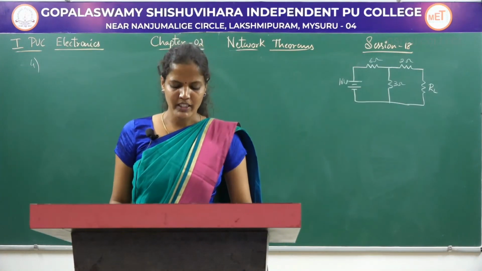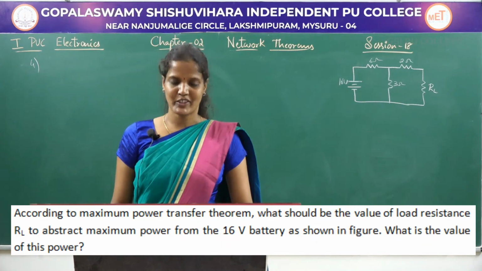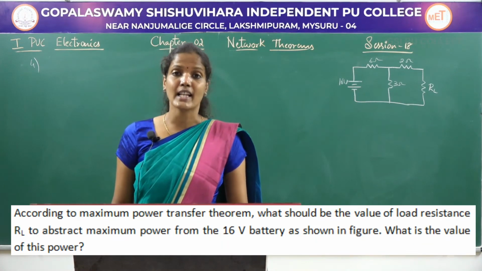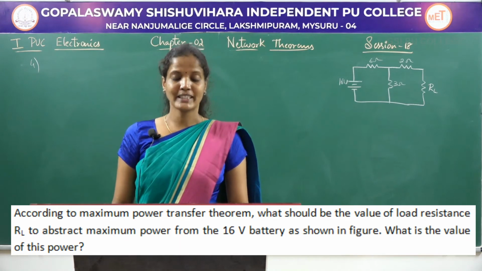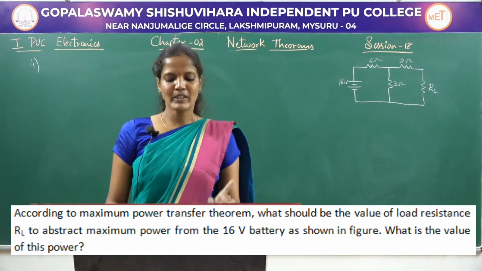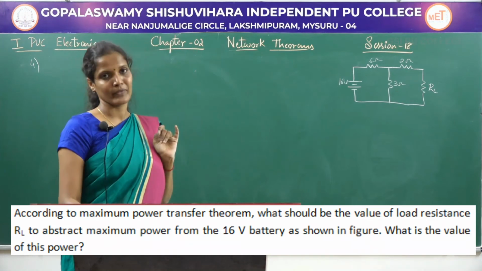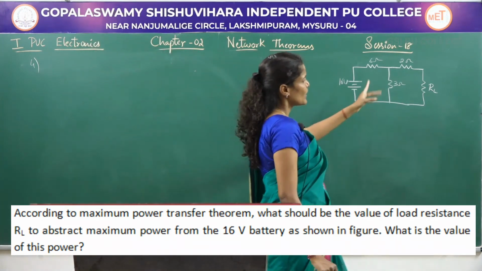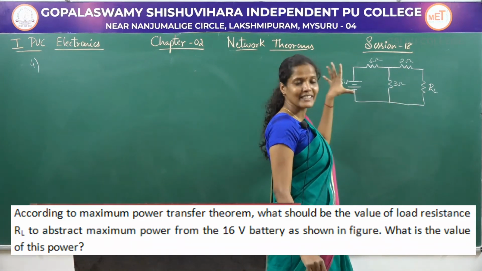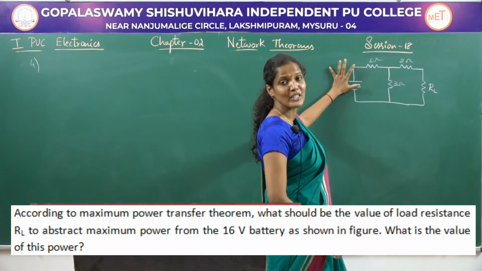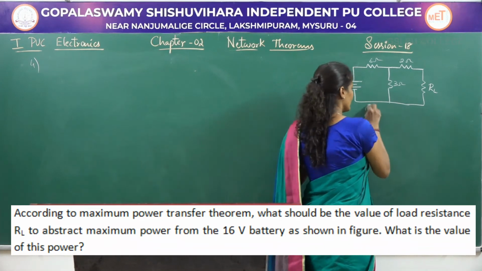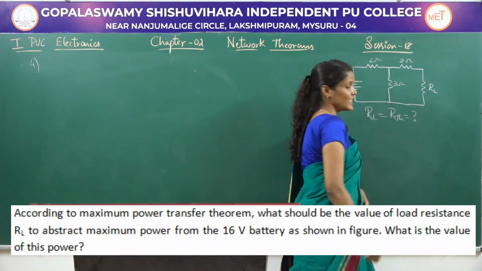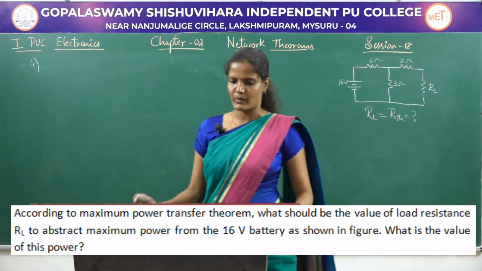So the next problem is, according to maximum power transfer theorem, what should be the value of load resistance RL to abstract maximum power from the 16 volts battery? That is, they have asked us to find out the load resistance whose value can abstract the maximum amount of power from this source. So we have to find out RL, which is nothing but R Thevenin, for the first part of the problem.